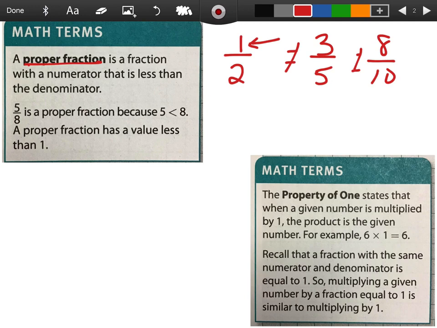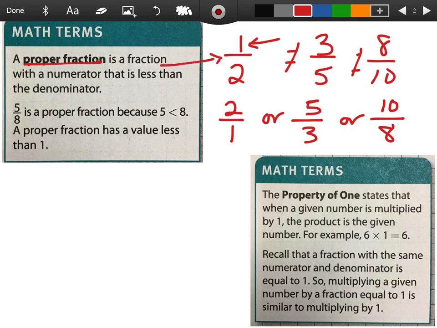Okay, an improper fraction is flipped. So it would be 2/1 or 5/3 or 10/8. Those are improper fractions, okay? We're looking at proper fractions, all right?